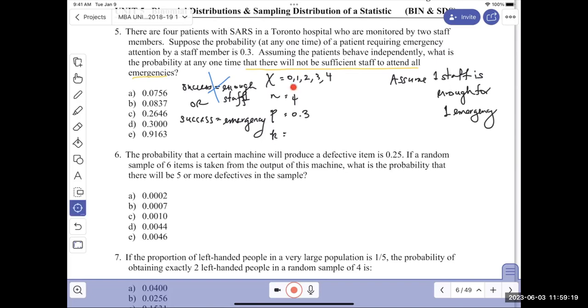So back to my question. If there are 0 emergencies, do we have enough staff? Yes. If there's 1 emergency, do we have enough staff? Yes. If there are 2 emergencies, do we have enough staff? Yes. But if there are 3 or 4, so Marlo, you're close. Marcos is right. Right. So that's how we know.